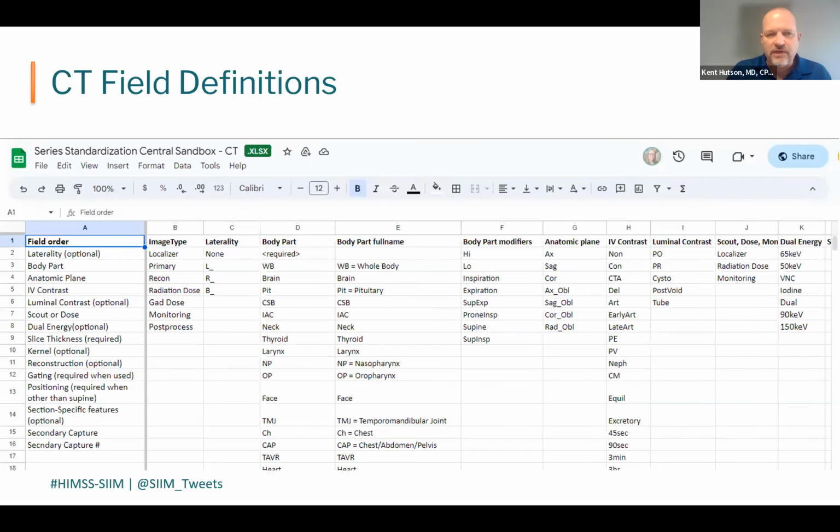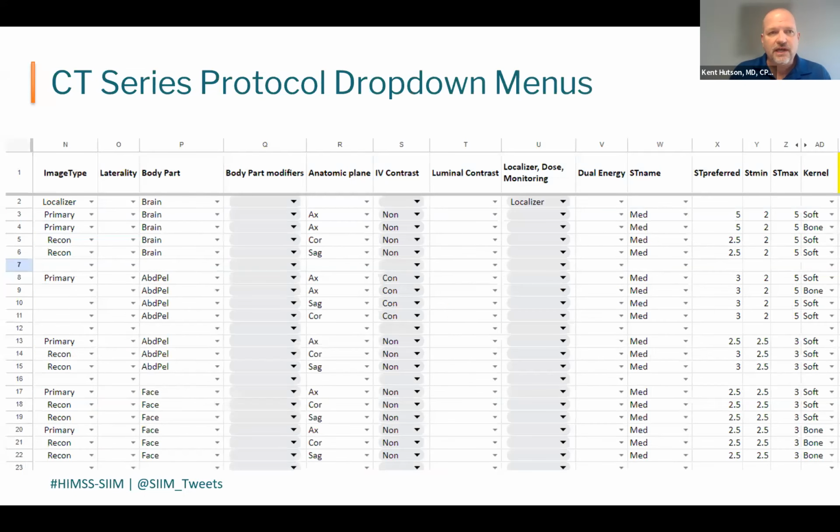So we start out with the CT field definitions. This is just for CT so far, right? So in each column, you'll see a relevant parameter for the protocol, and then a list of the standardized names that we've decided on. All of this is still a work in progress, obviously. The next step is the drop-down menus.